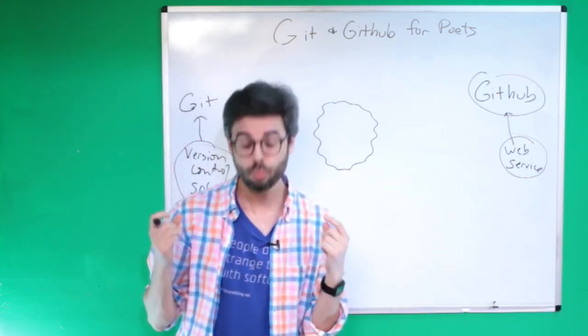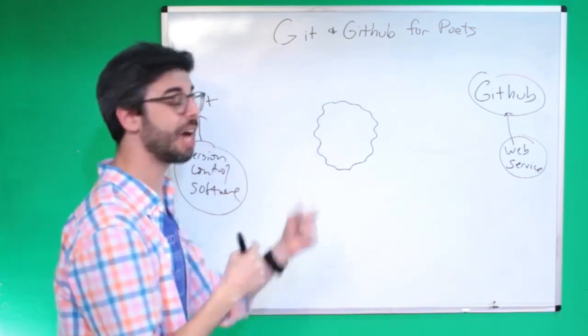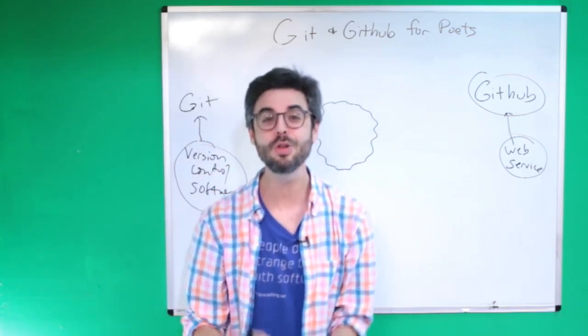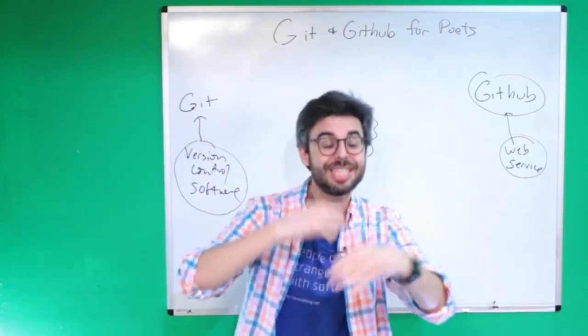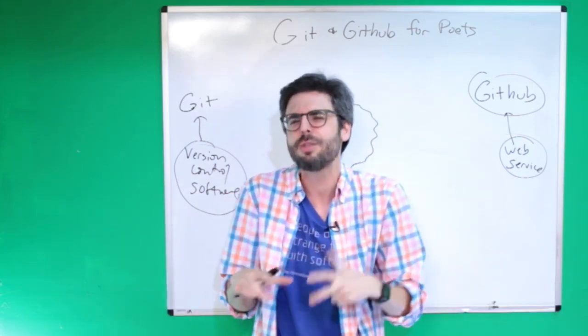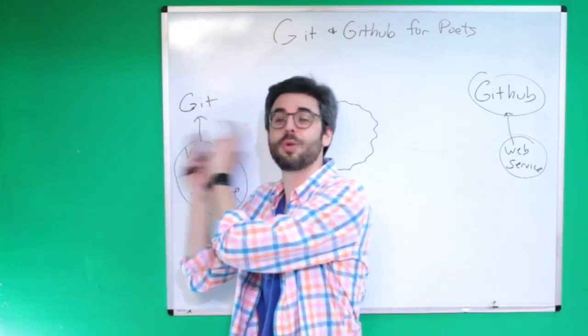GitHub is a web service where you can sign up, have an account, and do Git things on a server, on a website. GitHub runs the Git software behind the scenes. Some people call it social coding. In a way, it's like a social network for projects that are managed through Git.